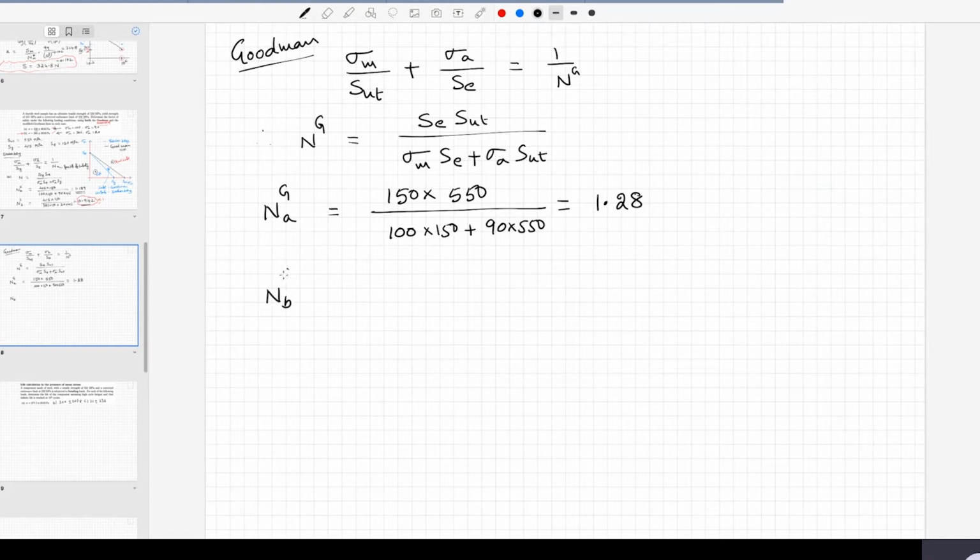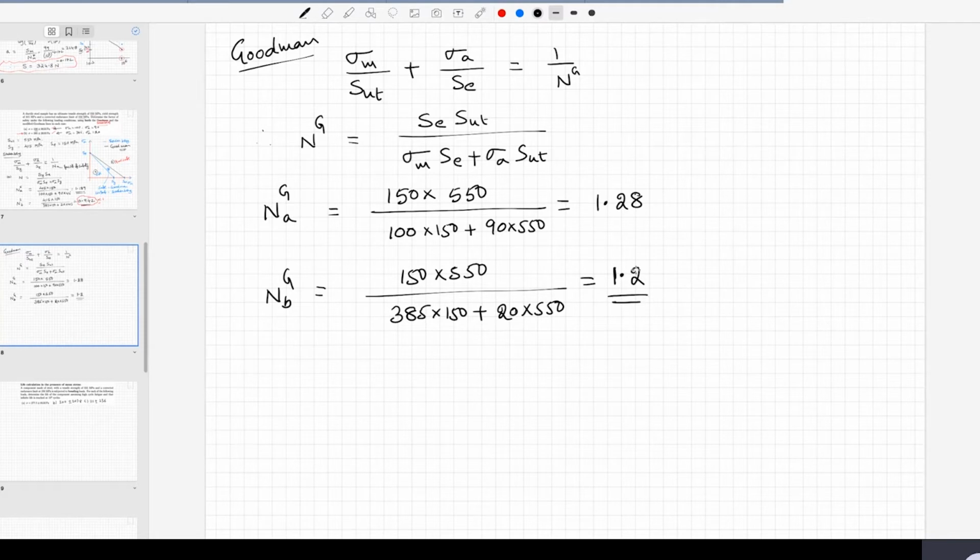Let us see what the factor of safety is at stress state B. That is 150 into 550 divided by sigma m in the second case, which is 385 into 150, plus 20 into 550. Right? So let me do that calculation once again. 150 into 550 divided by 385 into 150 plus 20 into 550. That comes out to be 1.2.